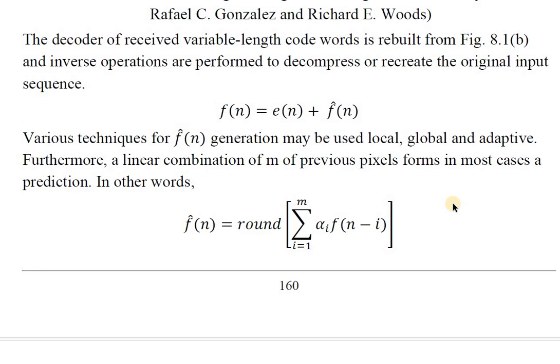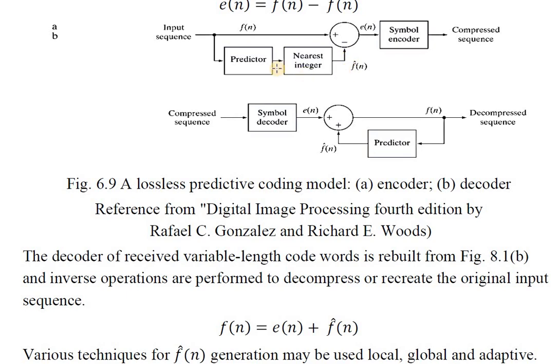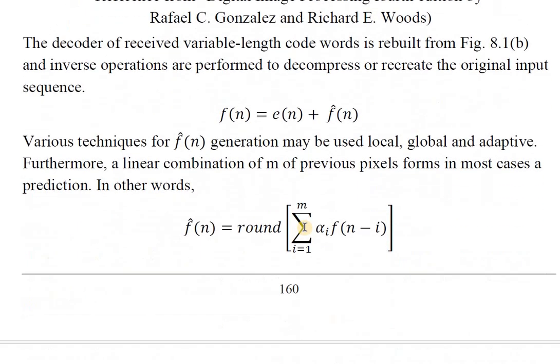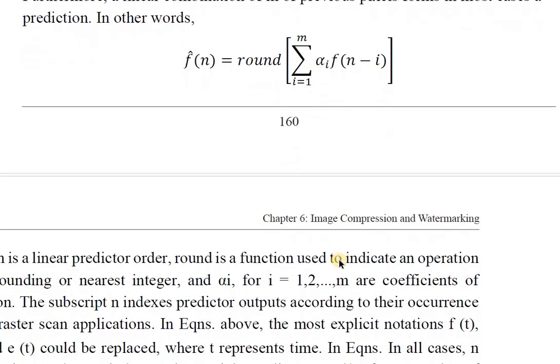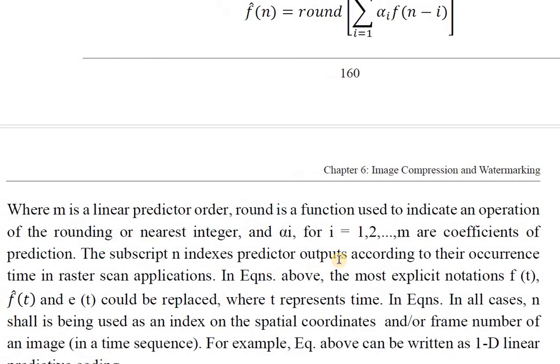Okay. Now, how does the predictor work? F cap n is a predicted value, correct? So how does this predictor calculate f cap n? First of all, I told you that whatever the predictor's answer is, you have to round it off. Okay, then how does the predictor work? Summation of i is equal to 1 to m. Summation is nothing but simple addition. Alpha i f of n minus i.